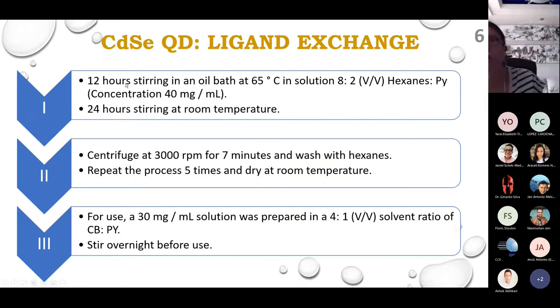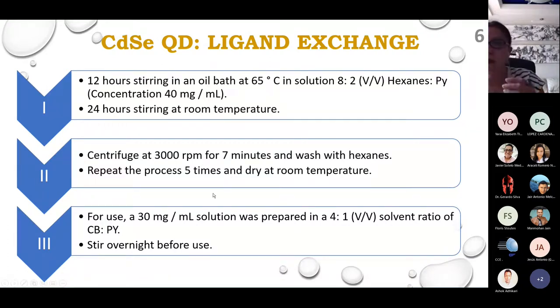For this exchange of ligand, we need to stir the sample for 12 hours in an oil bath at 65 Celsius degrees in an 8:2 solution by volume. We exchange with pyridine at a concentration of 40 milligrams per milliliter of this solution. Then we start stirring again for 24 hours at room temperature. Finally, we make the washes again in a centrifuge. And finally, we dry at room temperature.